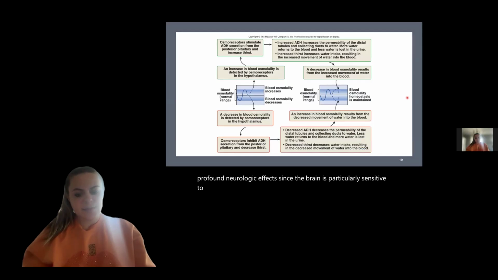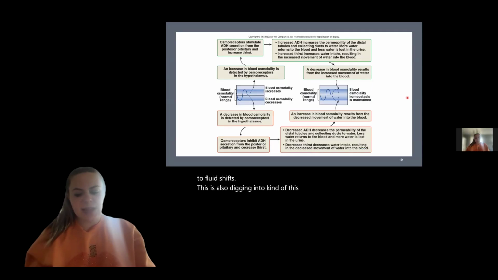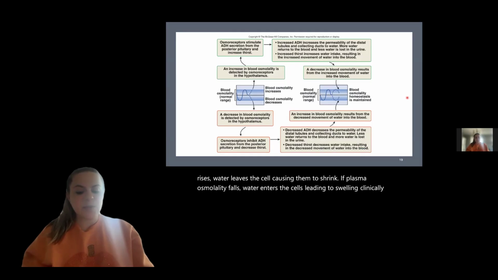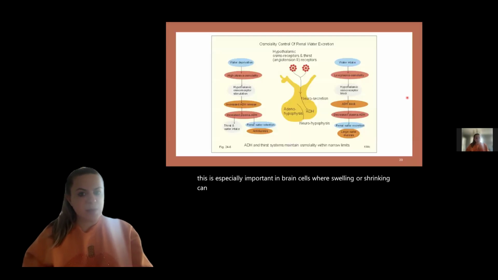This is also digging into this process, looking at the role of solute balance in maintaining cell volume. Water moves across membranes to equalize concentrations, and if plasma osmolality rises, water leaves the cell, causing them to shrink. If plasma osmolality falls, water enters the cells, leading to swelling. Clinically, this is especially important in brain cells, where swelling or shrinking can produce neurologic symptoms such as seizures, confusion, or coma.